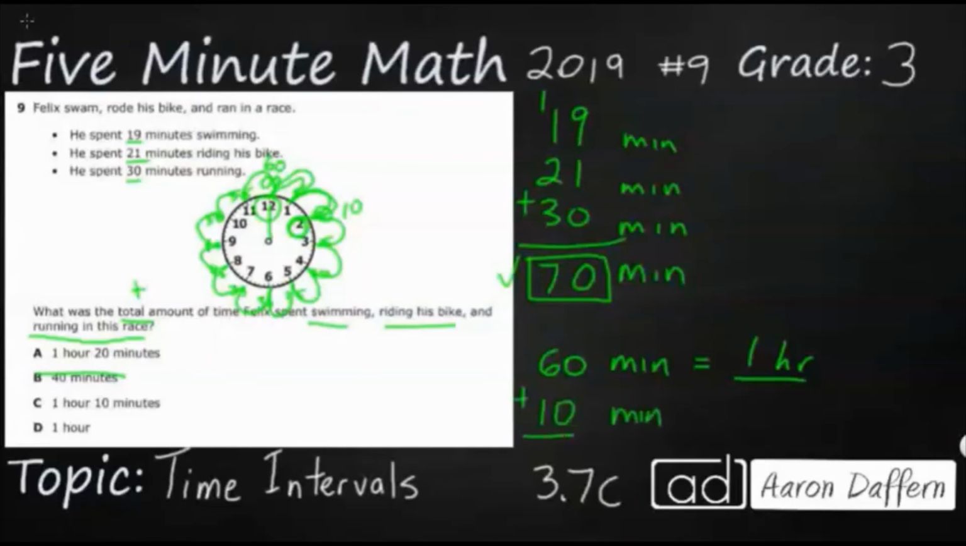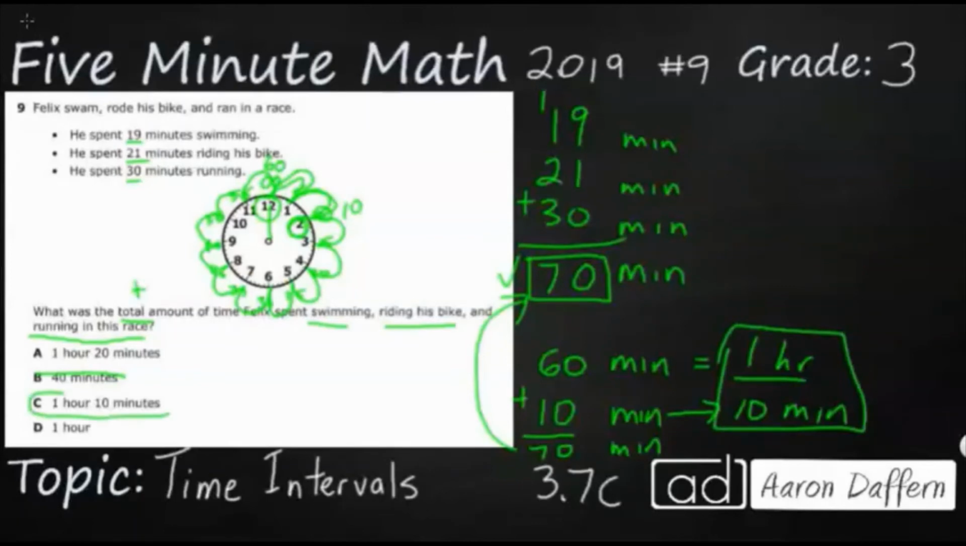60 plus 10 is the same as 70. So this is the same as this. It's kind of like a fraction, right? Finding an equivalent fraction. We didn't make it say anything different, we just made it look different. So now we can bring this 10 minutes over, and look what I have. I've got 1 hour and 10 minutes. So that's going to be my answer C.